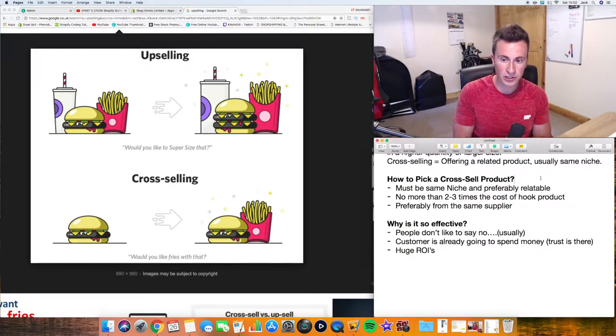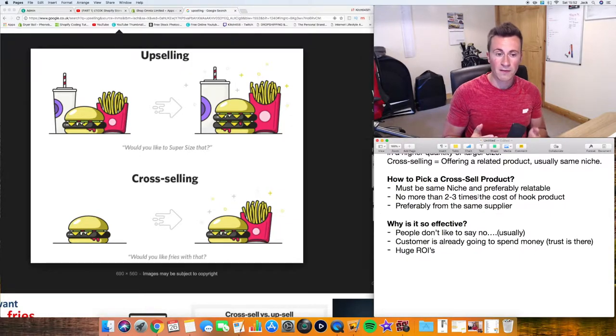Now, how much should it cost? So I've put here 2 to 3 times the cost of the hook product. If you don't know what a hook product is, then it's basically your original product. It's the product that you advertise and the product that gets your customers interest and gets them to click on your ad.